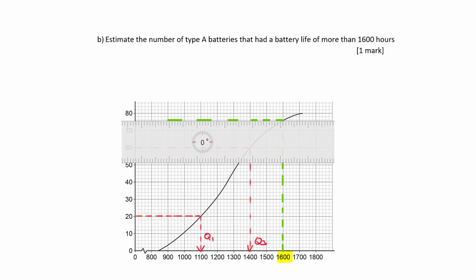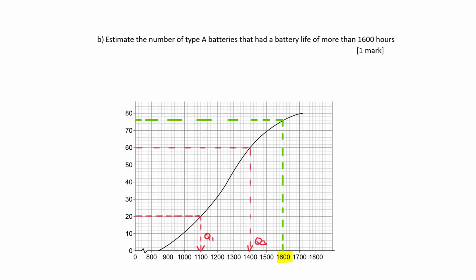Struggling to draw on this line today. Go on, stop being annoying. Okay, done it. Right, so what's that value there then? That reads to me like 76. So up there is 76. Now what does that tell me though? That tells me that 76 batteries had a battery life of 1600 hours or fewer.